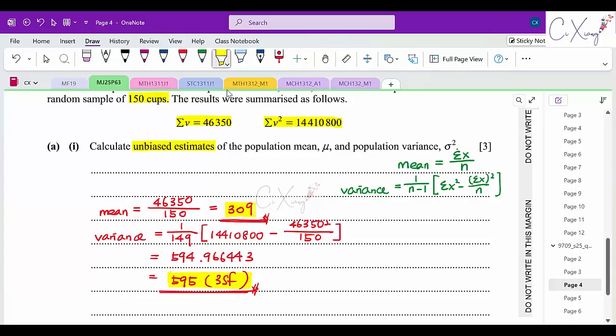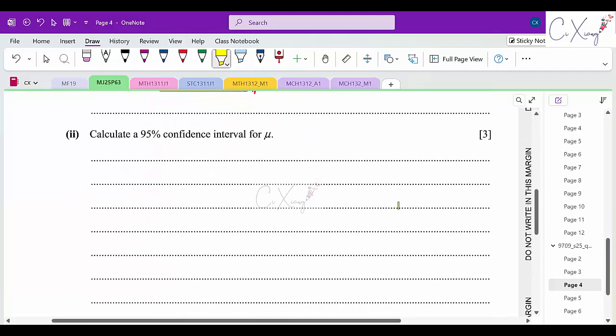Yeah, so this is how we get the unbiased estimated mean and also the variance for the population. Then let's continue to the second part. Calculate a 95% confidence interval for the mu.